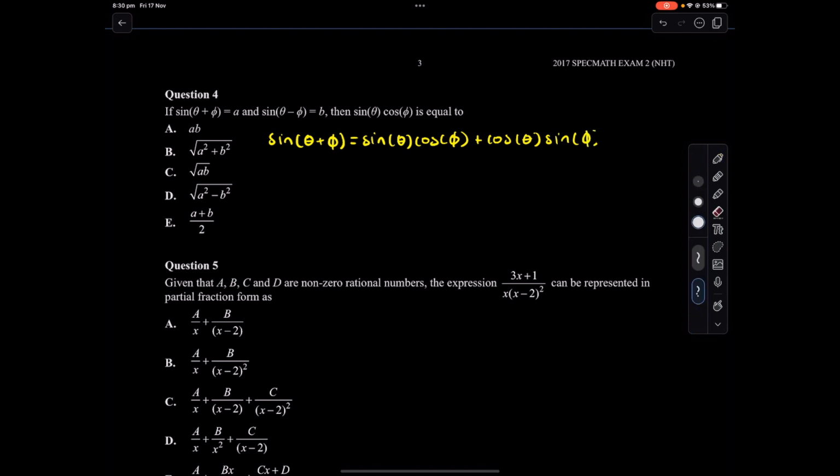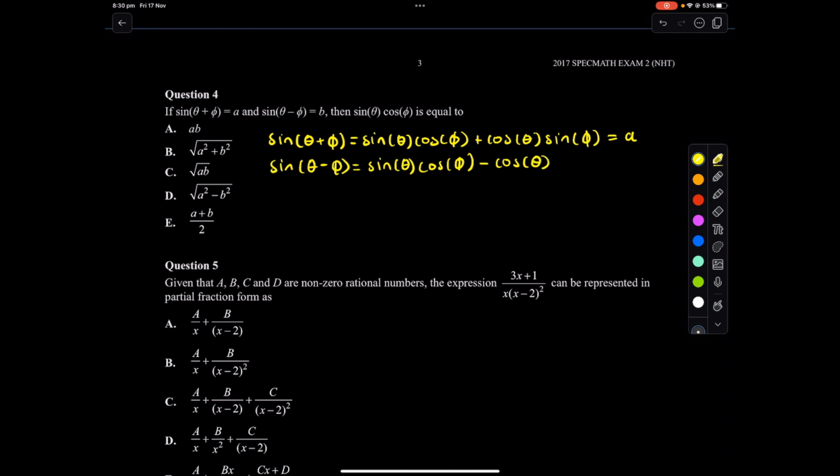And so that's all equal to a. And we know that sine theta minus phi is equal to sine theta cos phi minus cos theta sine phi, which should equal b.